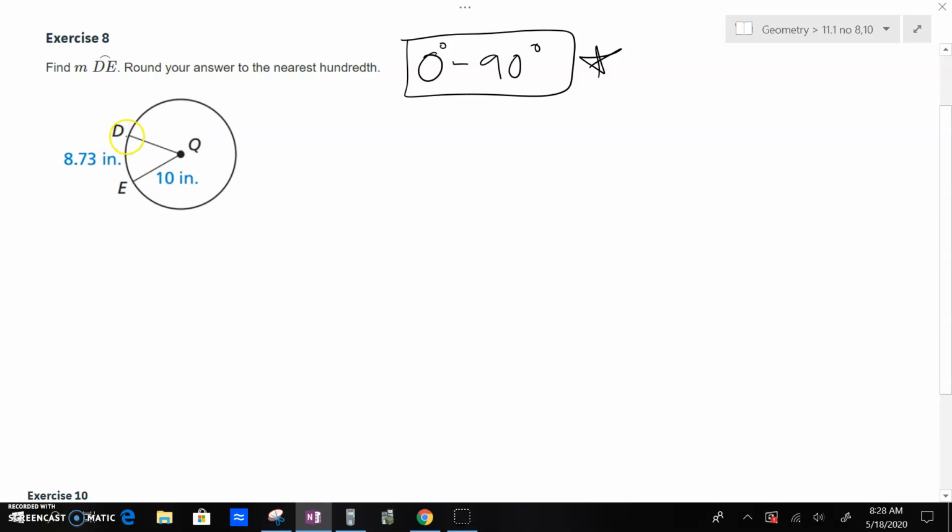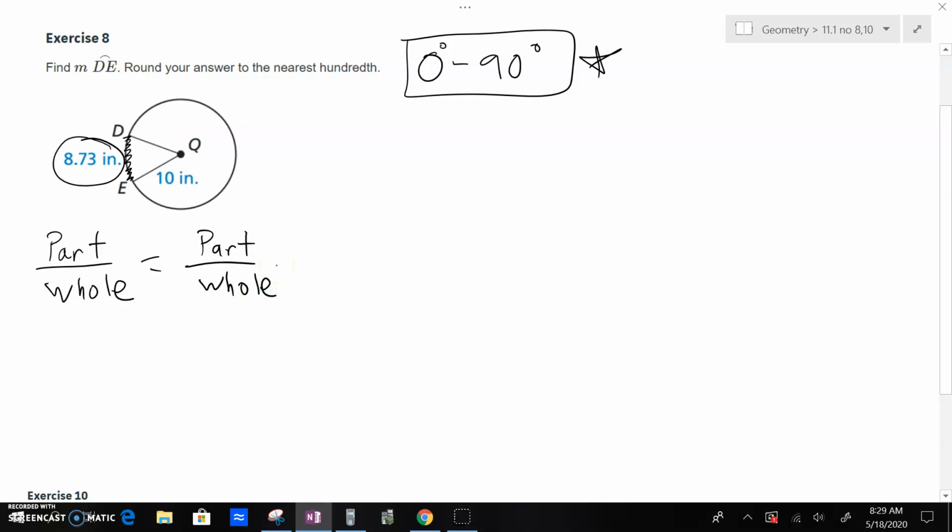First off, I've got a little sliver of the arc, and I'm told that's 8.73 inches. So that's part of the whole thing, and that's what this lesson 11.1 is about. So we're going part over whole. And we've got what part we're after. What our equations are is part over whole equals part over whole. And one of those part over wholes is going to be distance, and the other is going to be degrees.